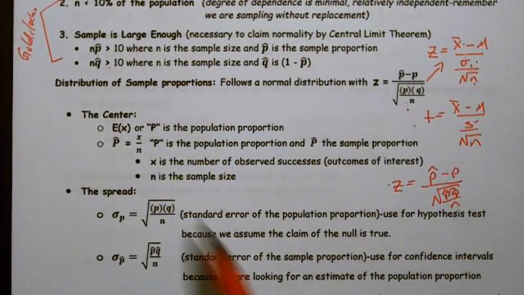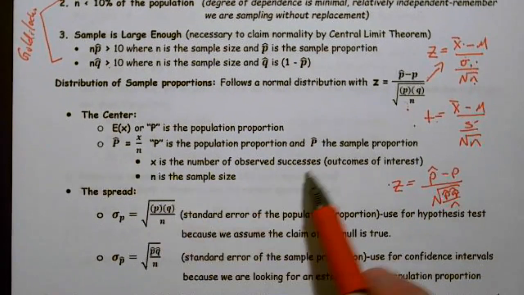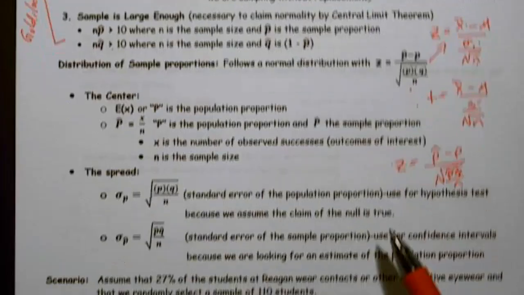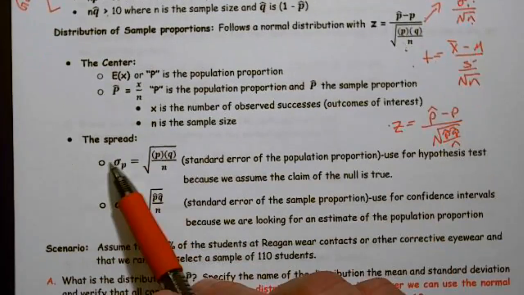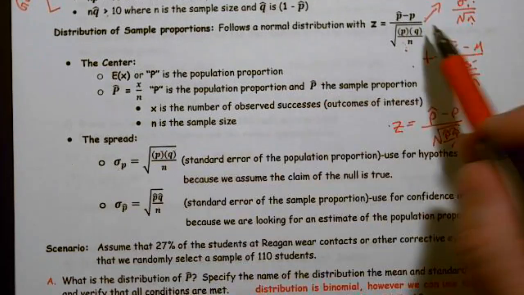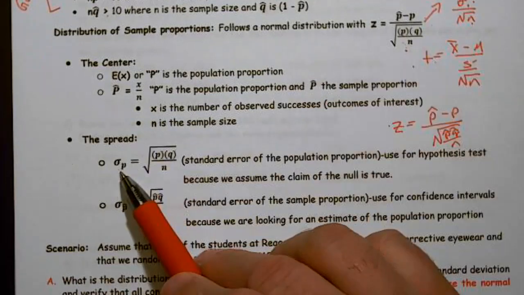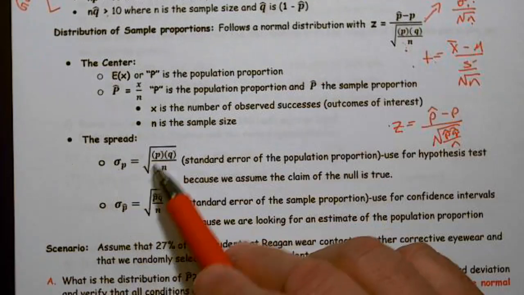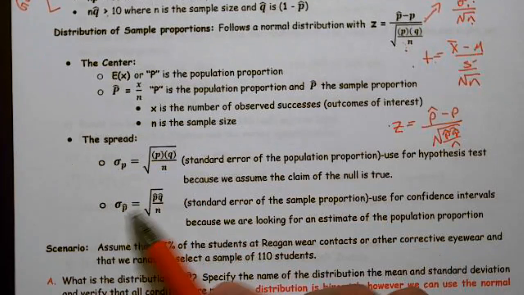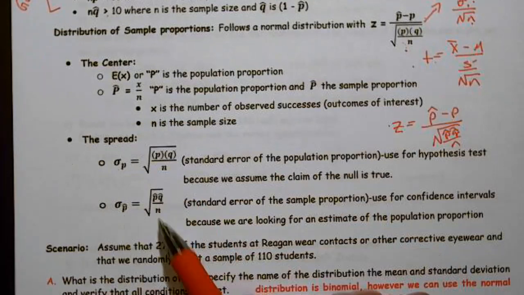So where does P hat come from? X is the number of observed successes and the N is the sample size. So the standard deviation, we talked about mu, the standard deviation of X bar. Now we're talking about the standard deviation of P. Standard deviation of P, square root of PQ divided by N. And if we're working with the sample, P hat, Q hat divided by N.